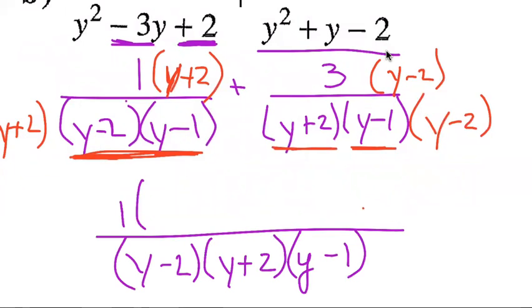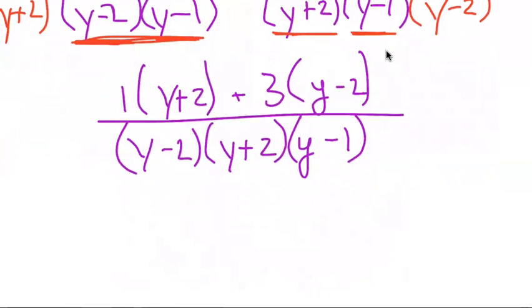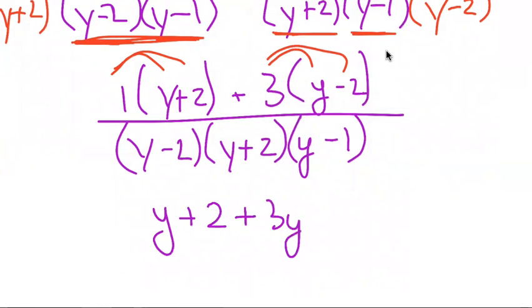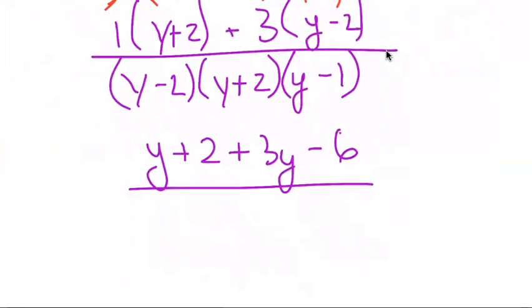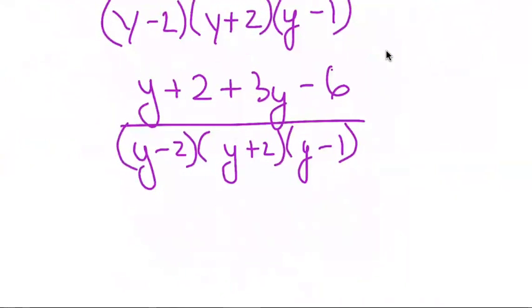This is going to be 1 times (y plus 2) plus 3 times (y minus 2). I'm going to expand my numerator using the distributive property: 1 times here and here, 3 times here and here. Simplify, combine like terms: y plus 2 plus 3y minus 6 all over (y minus 2)(y plus 2)(y minus 1). Y plus 3y is 4y, 2 plus -6 is minus 4.